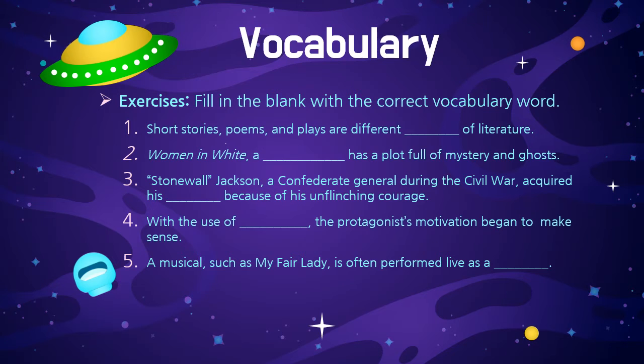Number 1, short stories, poems, and plays are different genres of literature. Number 2, Women in White, a Gothic novel, has a plot full of mystery and ghosts. Remember, plot is like the main idea of the story. Number 3, Stonewall Jackson, a Confederate general during the Civil War, acquired his epithet because of his unflinching courage. His epithet is Stonewall Jackson. His name is not Stonewall, but because he was like a stone wall, he couldn't be scared off from doing the right thing, they called him Stonewall Jackson.